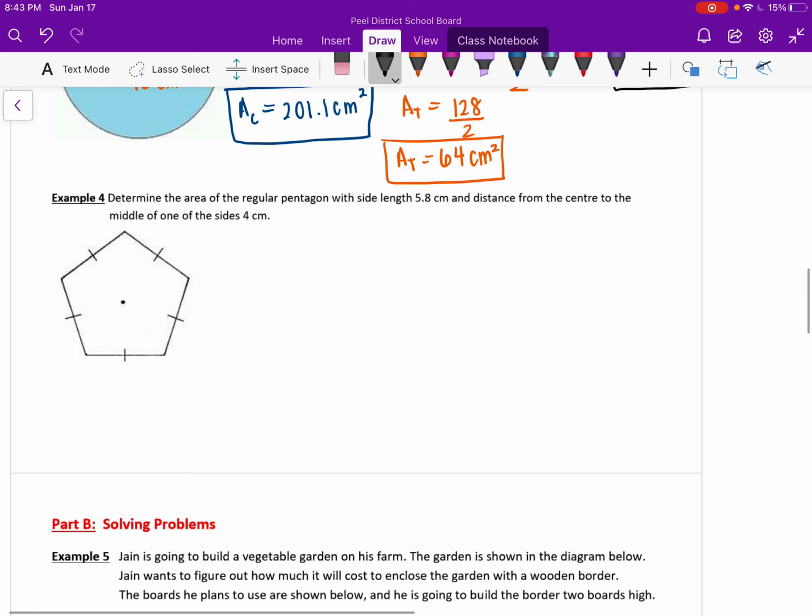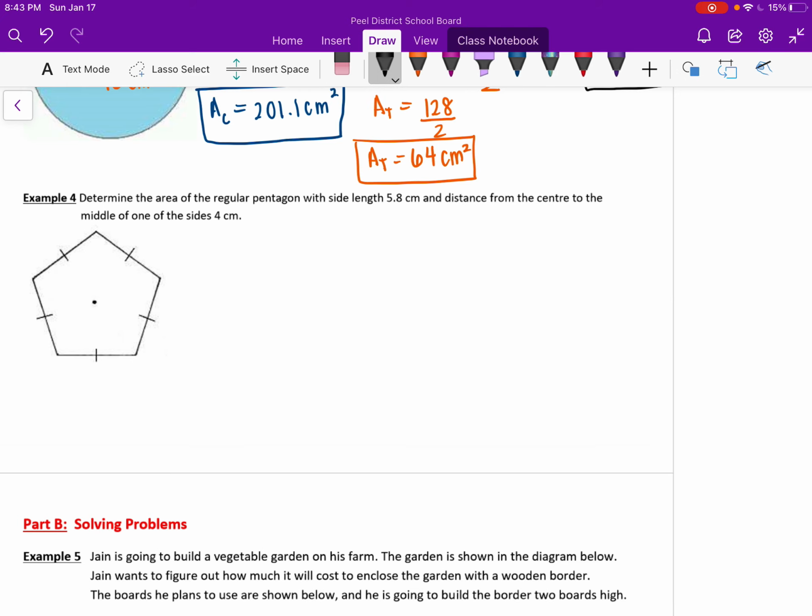So now we have this example 4. It says to determine the area of a regular pentagon with side lengths 5.8 centimeters, and the distance from the center to the middle of one of the sides is 4 centimeters. So let's just go draw that in. I know that each side is going to be 5.8. This entire side is 5.8. This entire side is 5.8. And then I know from here to the middle of here is going to be 4 centimeters, right? How you're going to do this is you're actually going to go in and draw a triangle.